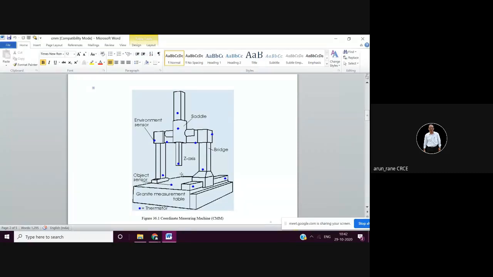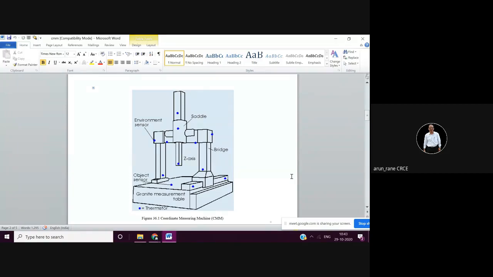then you program what is to be checked. That is, you have kept a component here, let's say a hollow component, a piston. So you will program for checking the OD, you will program for checking the ID, you will program for checking the groove, groove width, etc. And then probe will move according to the program.